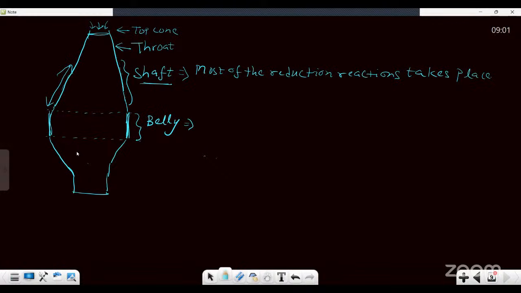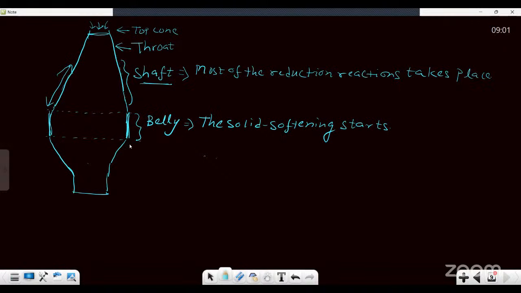Now let us see what happens. So this is the belly region I'm talking about. In the belly region, the solid softening starts because higher temperature is there as we are coming down. That is, the solid materials are now softening. Softening means they are becoming, not liquid, but semi-solid, jelly-like substances.